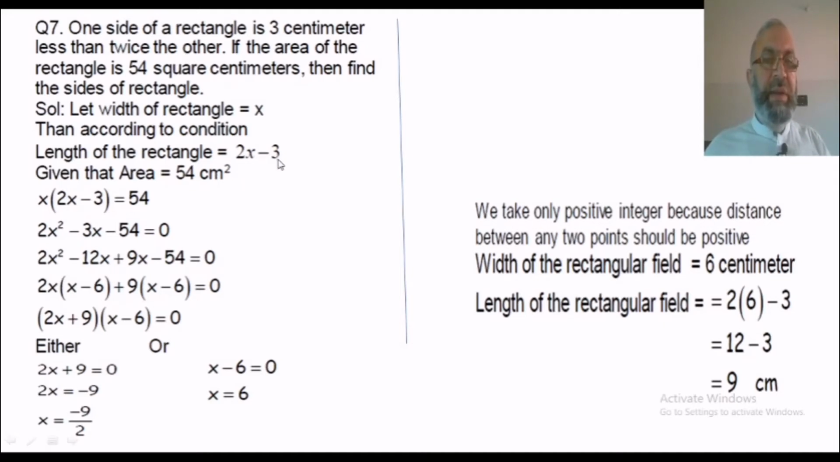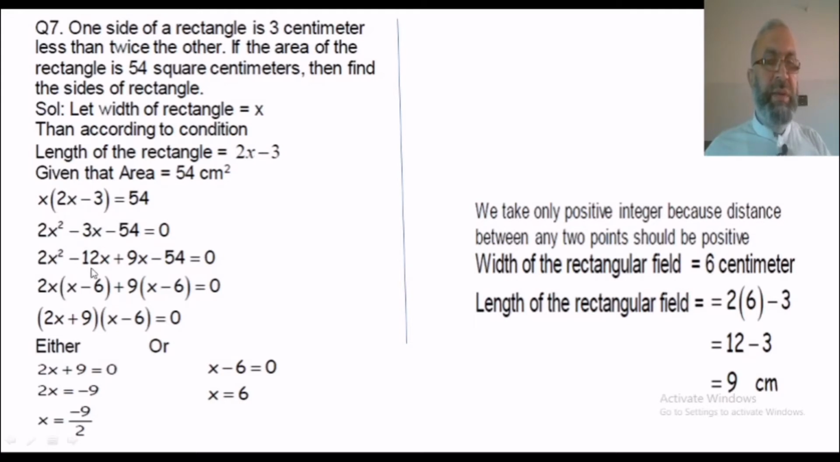3 centimeter less than twice the other. So if the first is x, the second becomes twice, 2x, and 3 less means minus 3. So given that the area of the rectangle is 54 centimeter square. According to the condition, x into 2x minus 3, that is width multiplied by length, is equal to 54. Multiplying the brackets and simplifying, we get 2x square minus 3x minus 54 equal to 0.